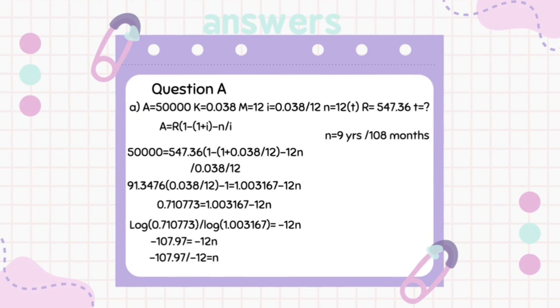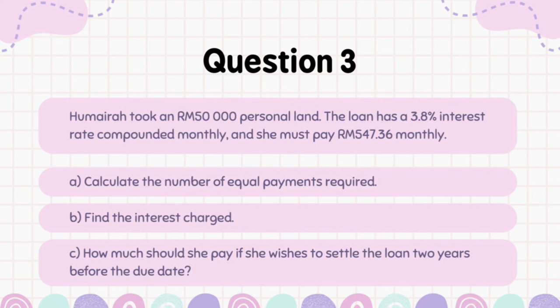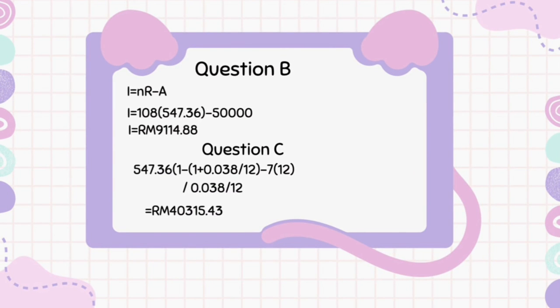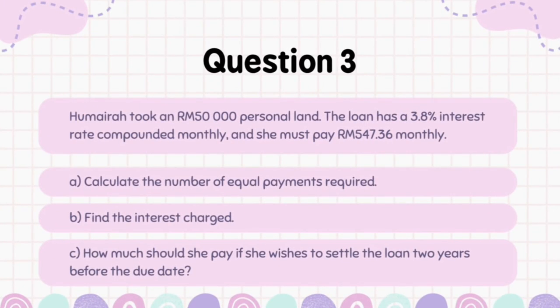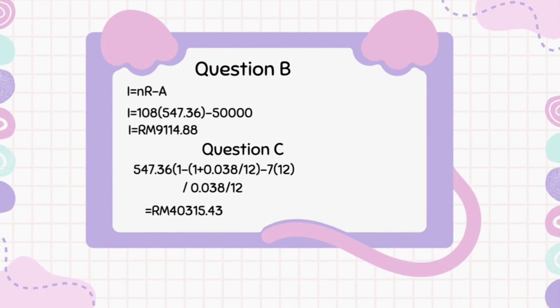Furthermore, for B, find the interest charge just using the formula I equals NR minus A. Next, I equals 108 times 547.36 minus 50,000. And then we got 9,140 ringgit 88 cents. Moreover, for C, how much should she pay if she wishes to settle the loan 2 years before the due date? Just using the formula A equals R[(1 minus (1 plus I) to the power of negative N) divided by I]. So the final answer is 40,350 ringgit 43 cents.